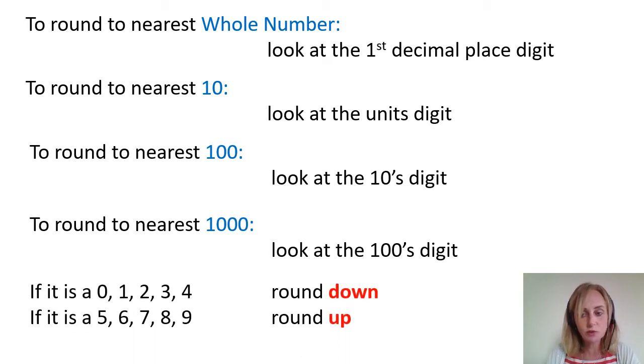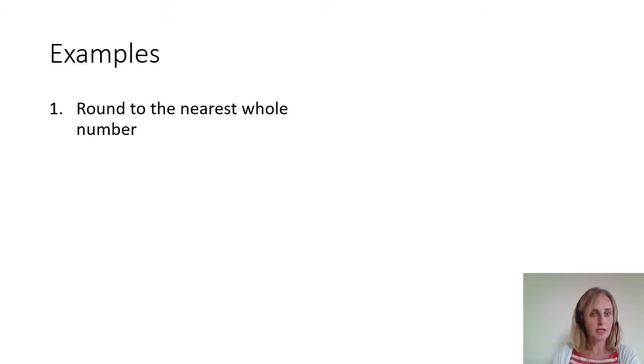So the basic rules are, for that digit that you're looking at, one place on, if it's a 0, 1, 2, 3 or 4, we round down. And if it's 5, 6, 7, 8 or 9, we round up. So we are going to illustrate these rules with some examples. Okay, so first of all, rounding to the nearest whole number.